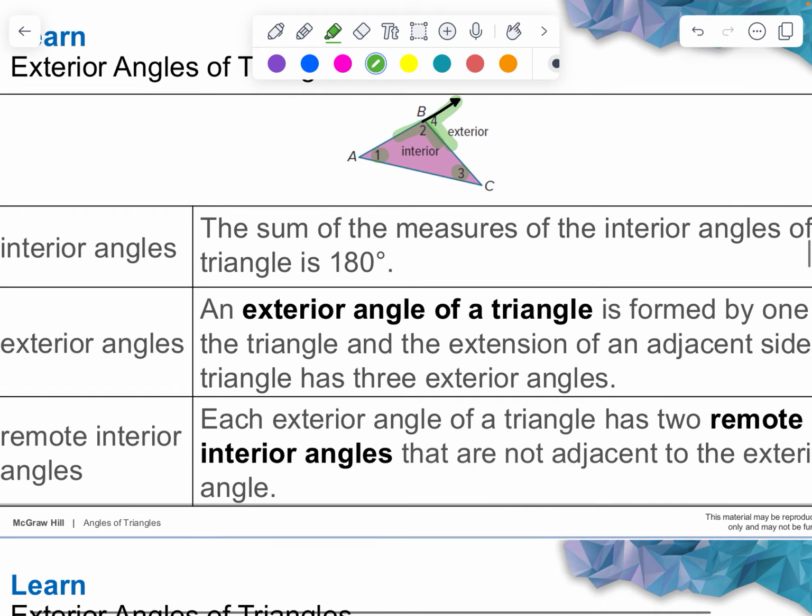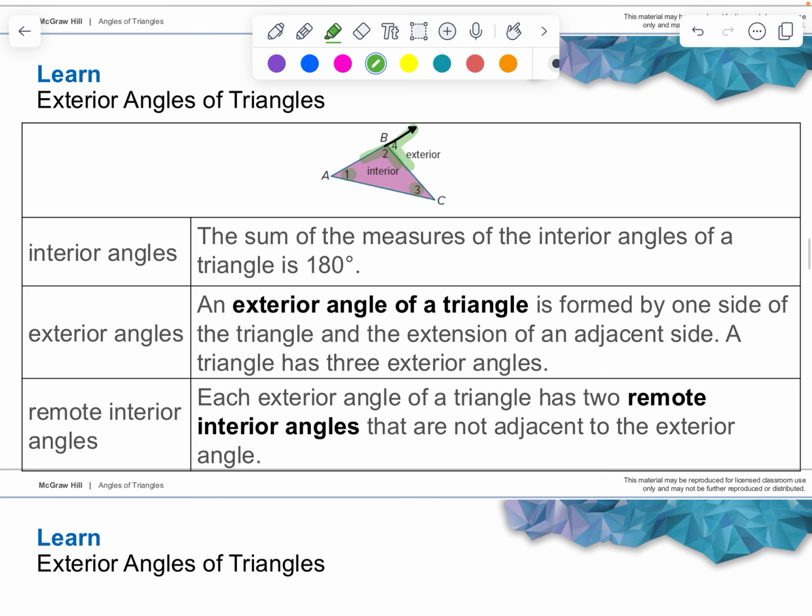It also then leaves 2 interior angles further away from that one exterior angle. We call those 2 interior angles that it doesn't touch remote interior angles, okay? So each exterior angle of a triangle has two remote interior angles that are not adjacent. Adjacent means next to. Not next to the exterior angle. Okay?